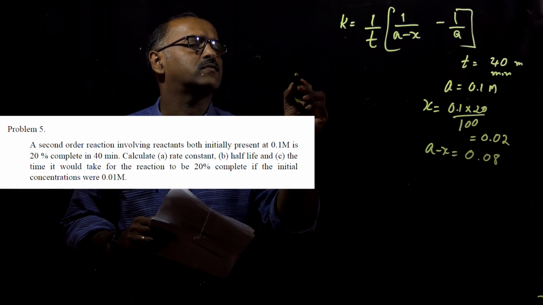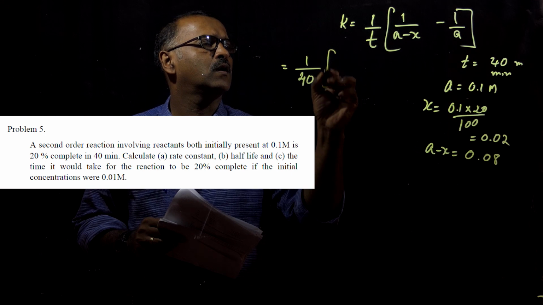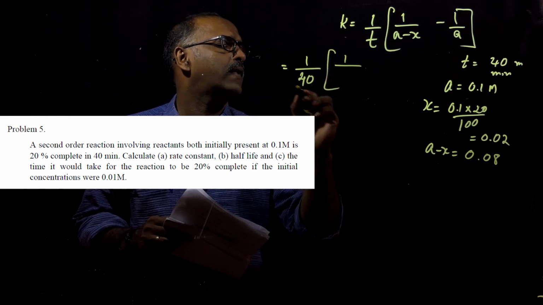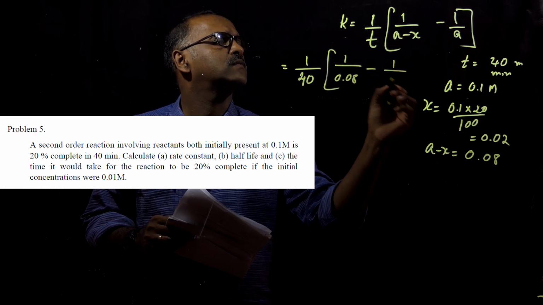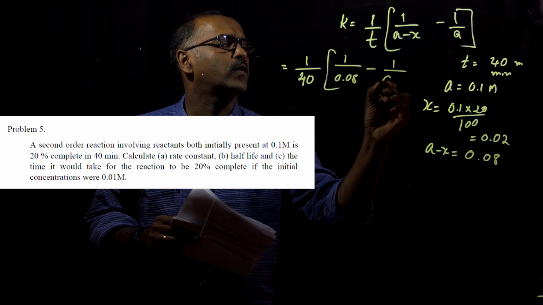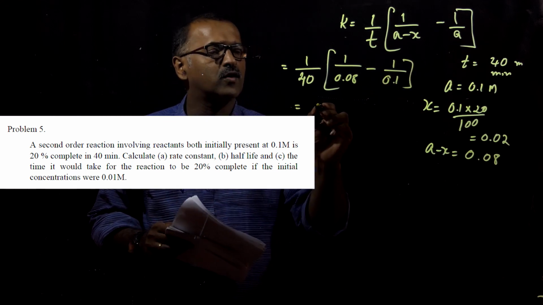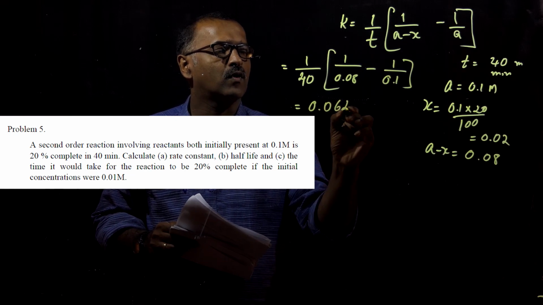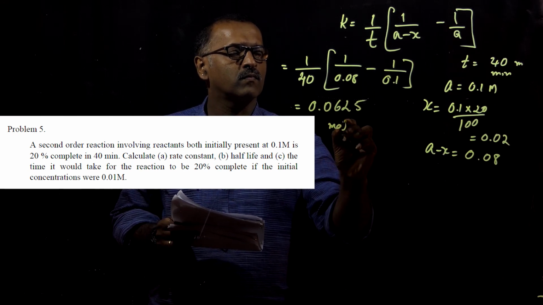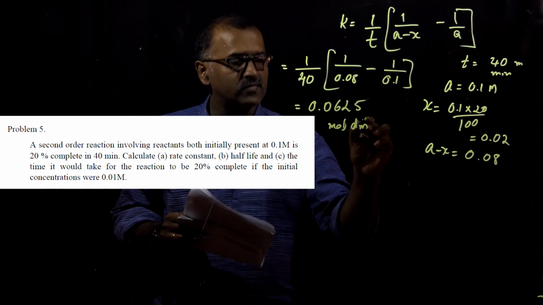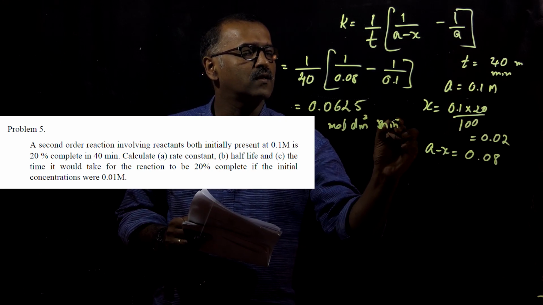So, upon substitution, this k will become 1 by 40, concentration of 1 by a minus x is 0.08, minus 1 by a is 0.1, which will come to 0.0625. 0.0625, and its unit will be mole inverse dm3, and this will be in minutes.